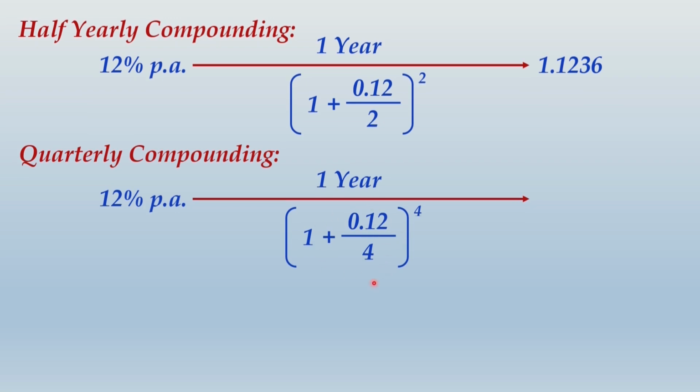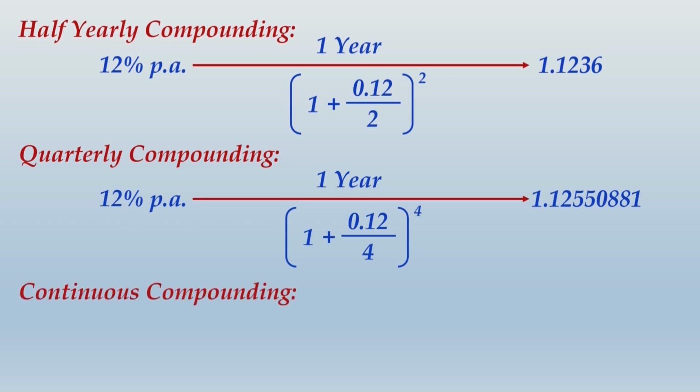So it will be 1 plus 0.03 as the factor for each quarter, and because there are 4 quarters in a year, you raise it to 4. So it will be 1.03 raised to 4, and that becomes the future value factor. So $1 becomes 1.12550881, something like that. What if the compounding is continuous compounding?